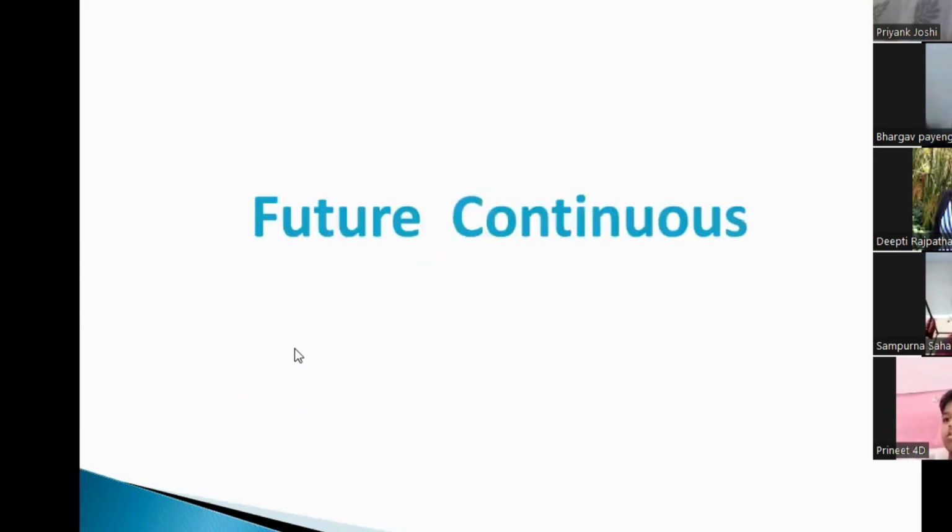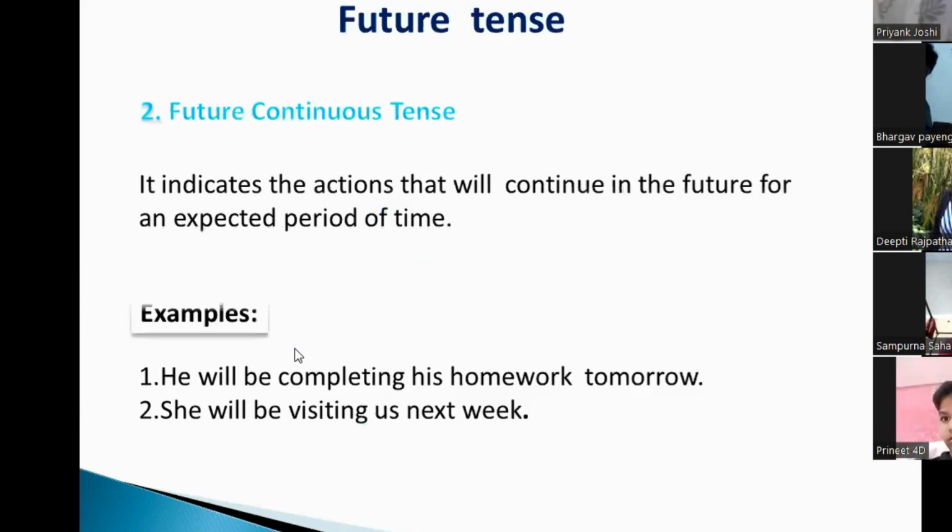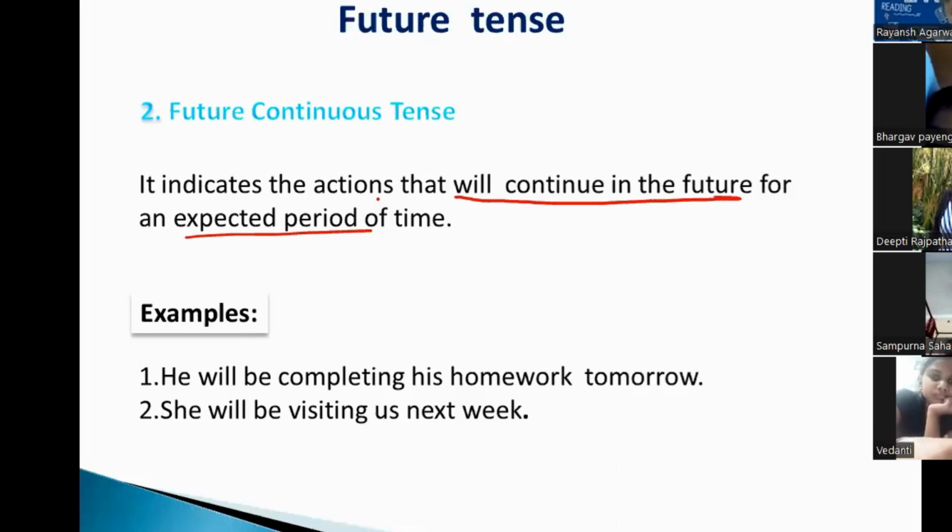Okay. So now let's go to the second type of tense: future continuous tense. Again, this is very simple. What does it indicate? It indicates the actions that will continue in the future for an expected period of time, some small period of time in the future. For example, he will be completing his homework tomorrow. When? Tomorrow. She will be visiting us next week. When? Next week. That means in the future time. Clear, everybody? The actions that will continue in the future time.